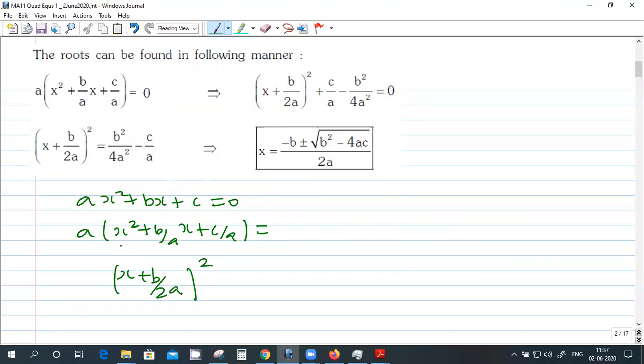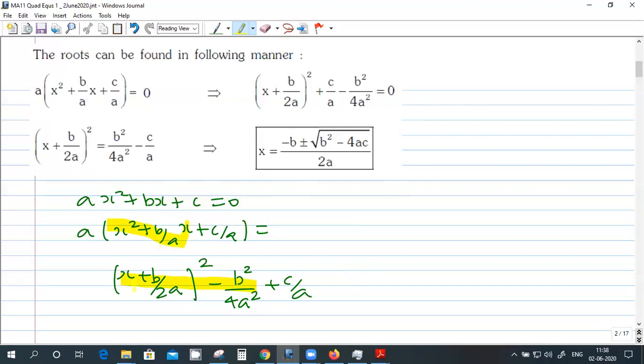This will give me x square, and then 2 times x into b by 2a will give me this term. Then I'll get an additional term that I have to subtract, so b square divided by 4a square I have to subtract, and then plus c by a. Is that right? Getting it? This thing I'm rewriting like this. This is called the method of completing squares.